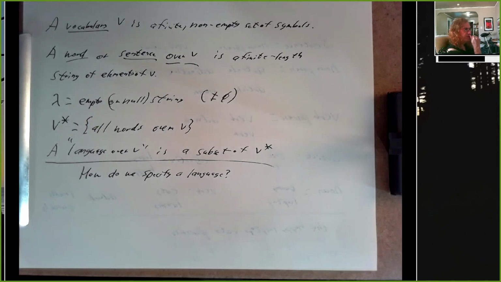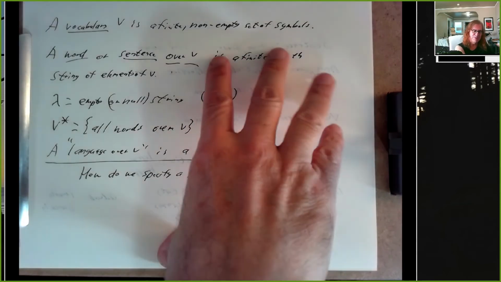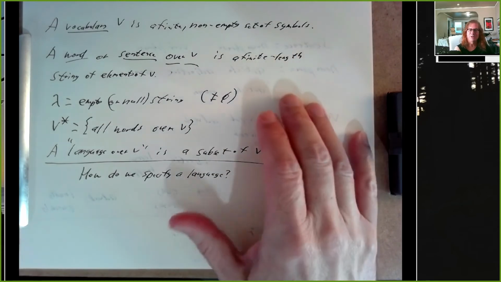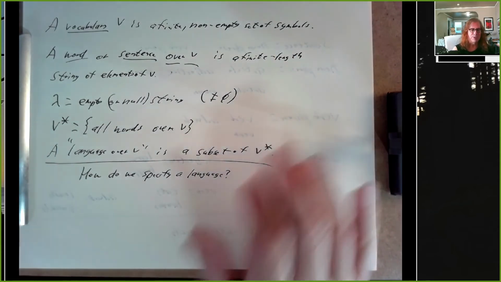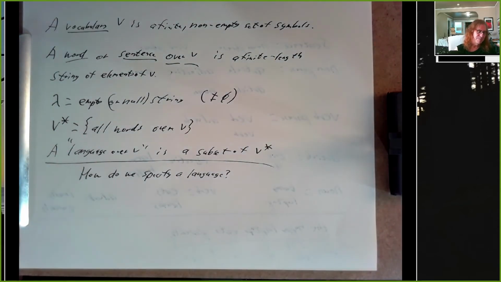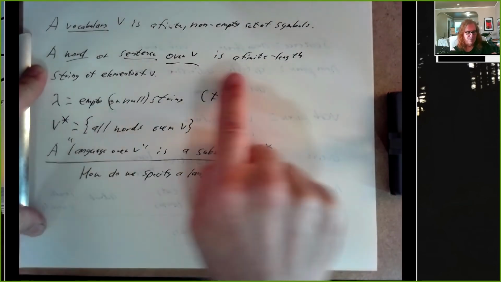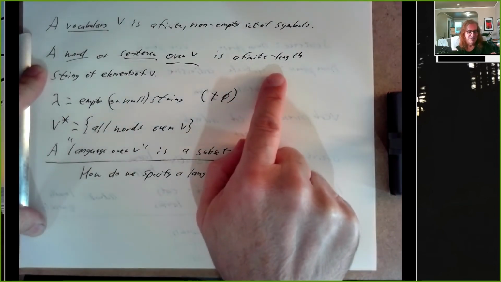And there's different ways we could do this. So think about the C programming language. What does our vocabulary look like? Well, it's basically the ASCII character set, at least the printable characters. We don't usually write programs with Control-G in the middle of them. But letters, digits, punctuation, that's the vocabulary. A word is a finite length string of elements of that.